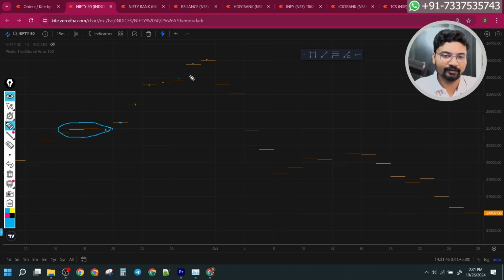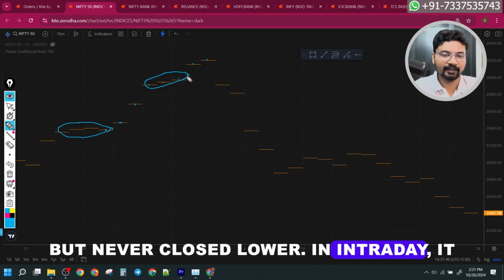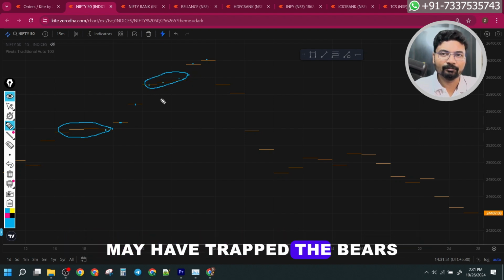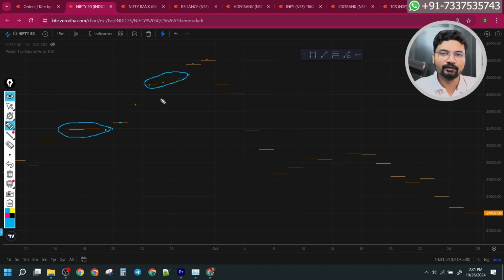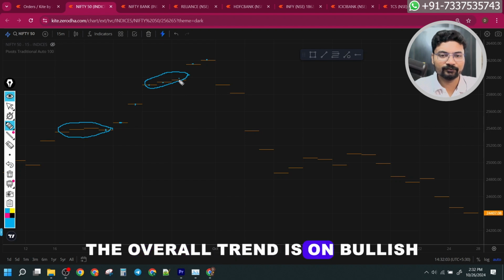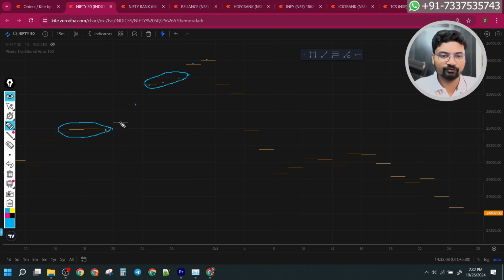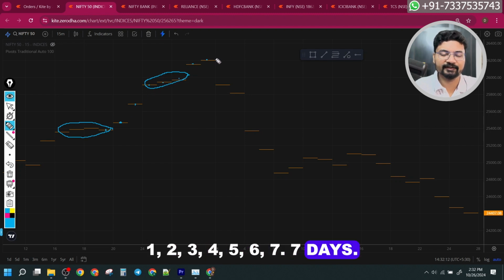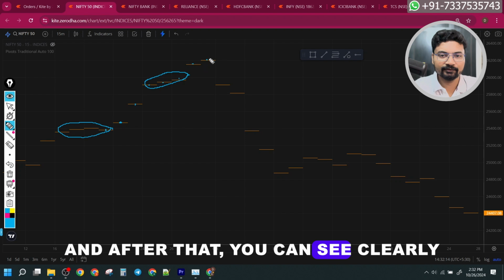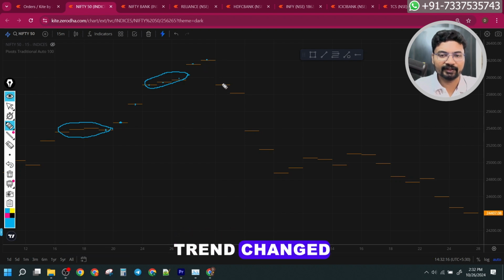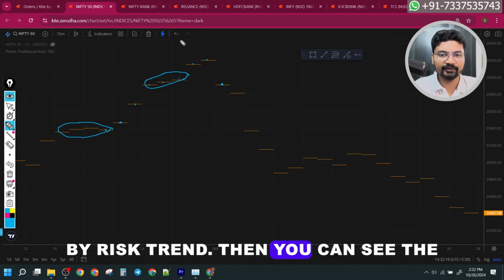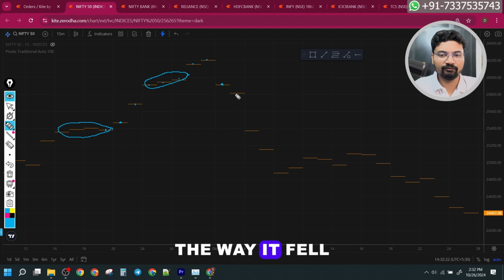Here it consolidated but never closed lower. In intraday it may have trapped the bears or sellers into creating short positions, but the overall trend is on the bullish side. It continued this trend for 7 days. 1, 2, 3, 4, 5, 6, 7. After that you can see clearly the trend changed to a bearish trend. And you can see the way it fell.